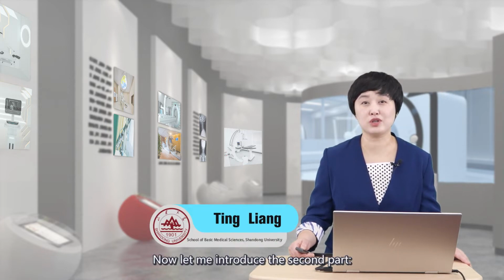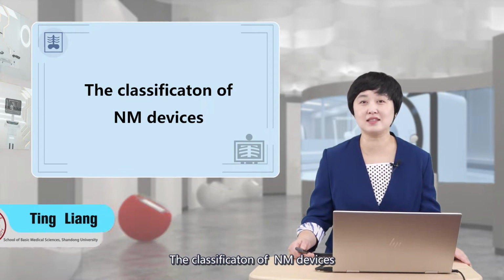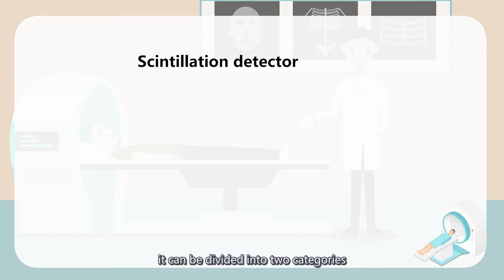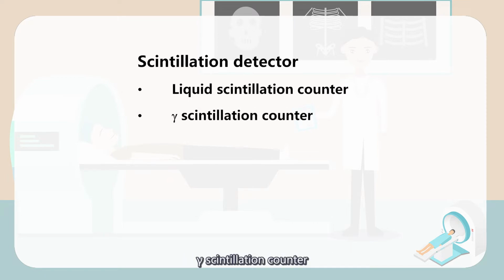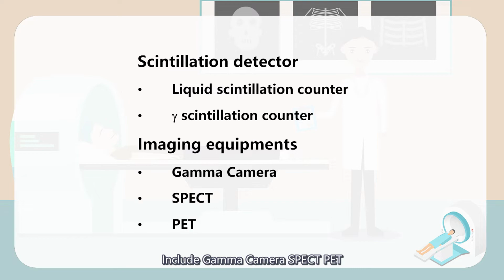Now, let me introduce the second part, the classification of the nuclear medicine devices. According to the application, it can be divided into two categories. The first one is the scintillation detector, including the liquid scintillation counter and the gamma scintillation counter. The next one is the imaging equipment. It includes the gamma camera, the SPECT, and the PET. So let's see one by one.